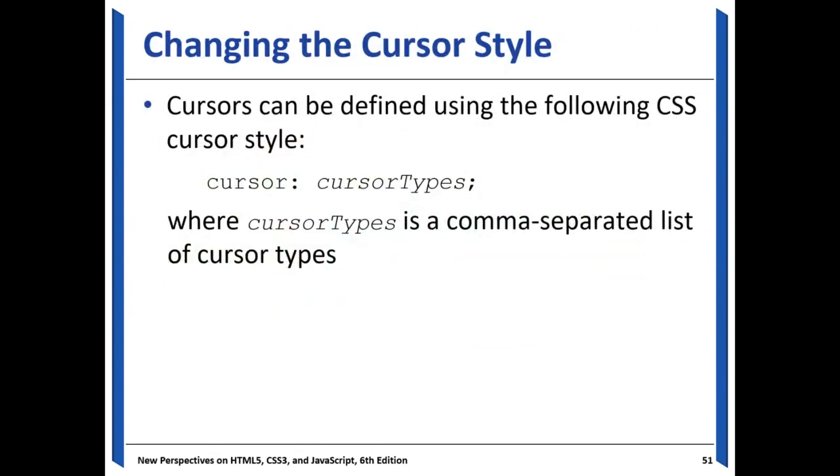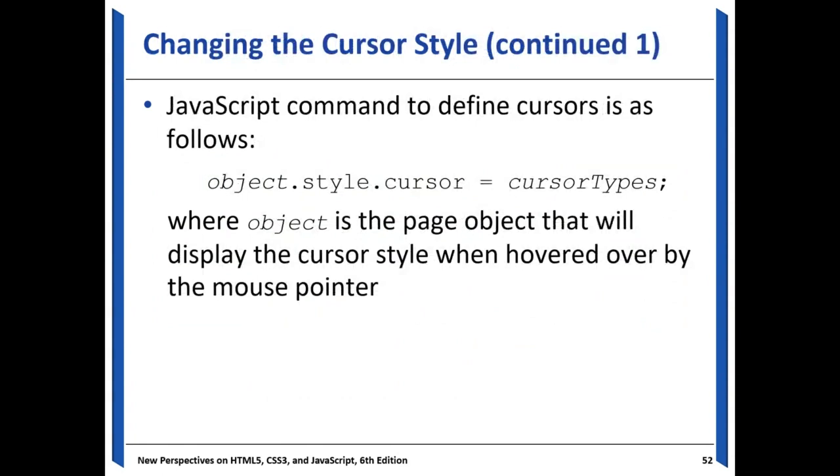You can also change the cursor style using the CSS cursor style. Cursor is set to cursor types, which is going to be a comma-separated list of cursor types. You could use JavaScript to define cursors using object.style.cursor equals cursor types. In this case, object is going to be the page object that will display the cursor style when hovered over by the mouse pointer.